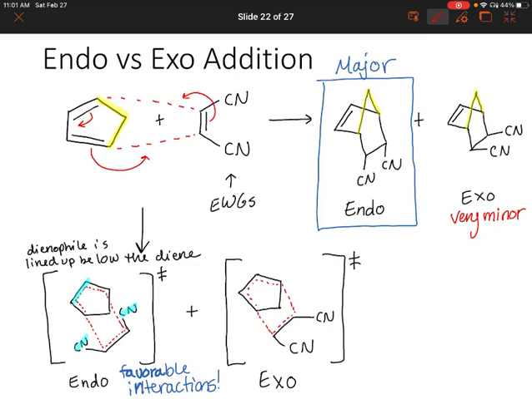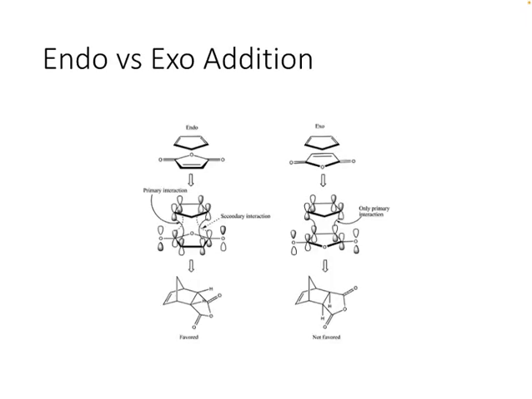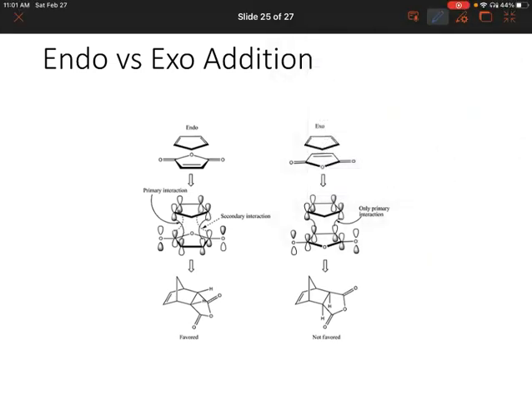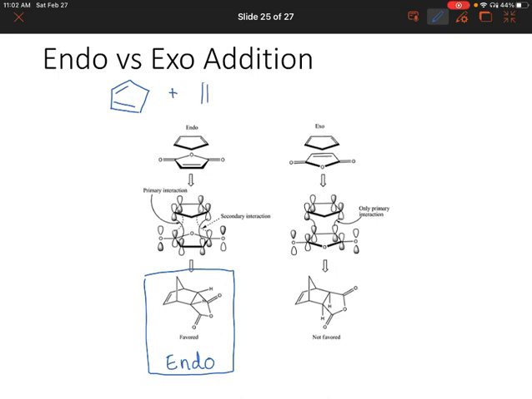Okay, so let's actually skip ahead a little bit. I wanted to show you this slide because this will demonstrate a little bit about why the endo transition state is more stable, and then why the endo product is favored. So in this example, we have that same diene that I drew before, but this time our dienophile is a little bit different.